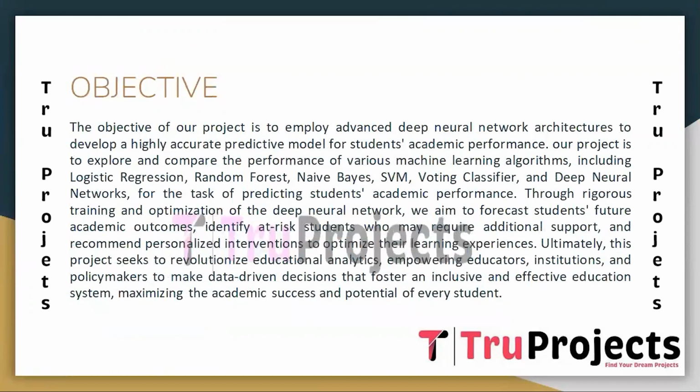The main goal of our project is to leverage an advanced deep neural network to develop a highly accurate predictive model for students' academic performance. We aim to explore and compare various machine learning algorithms, including logistic regression, random forest, naive Bayes, SVM, voting classifier, and the deep neural network, in the task of predicting student academic outcomes. Our project focuses on rigorous training and optimization of the deep neural network to ensure its effectiveness in forecasting students' future academic achievements.